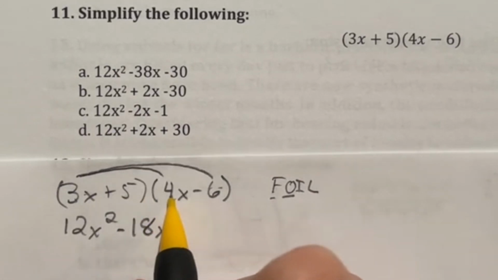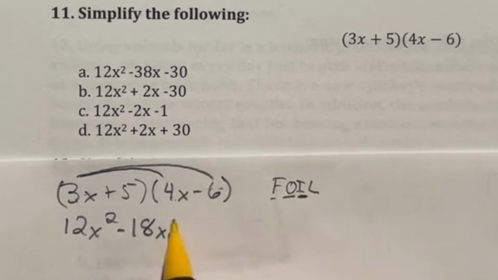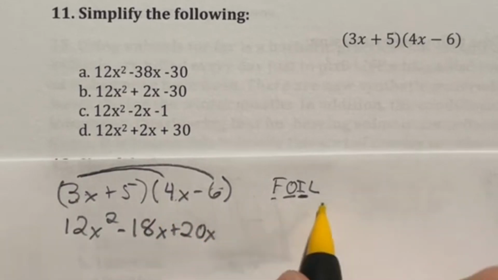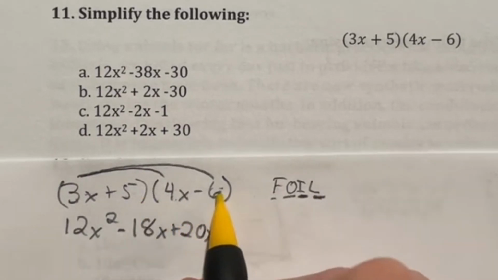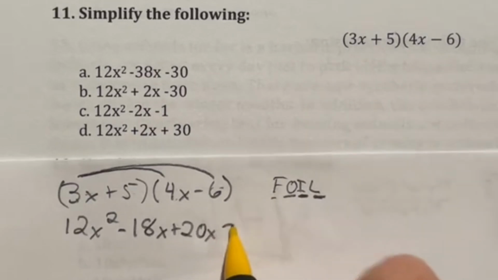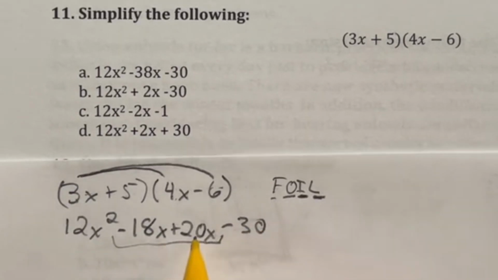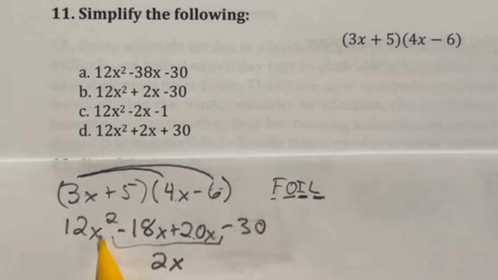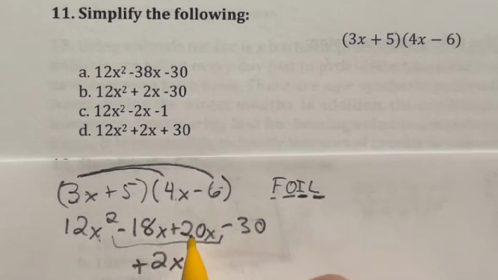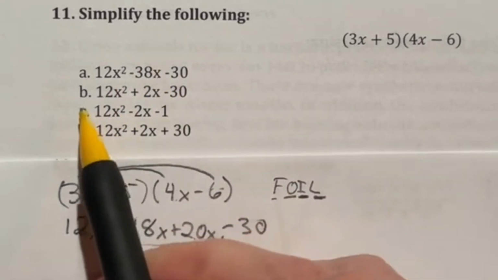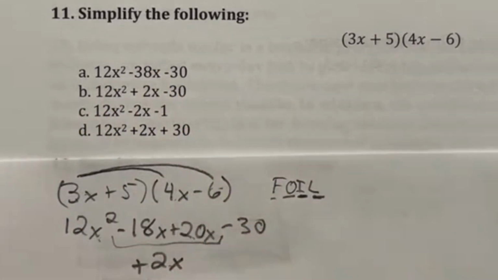Then we have 5 times the 4x by doing our inside terms, so 5 times 4x is going to give me a positive 20x. And then we have our last terms, which is going to be 5 times the negative 6, giving me negative 30. Now the 12x squared and the negative 30 will stay the same, but these two terms will actually combine by doing 20 minus that 18 to give me 2x. So we have 12x squared plus, because the 20 is larger, plus 2x minus 30. So if I look through my options, that looks like our final answer here is B.